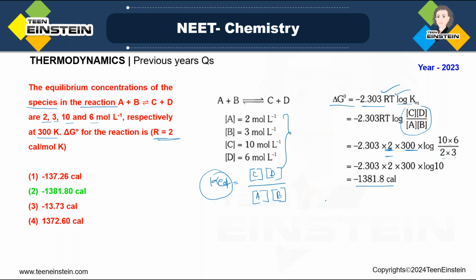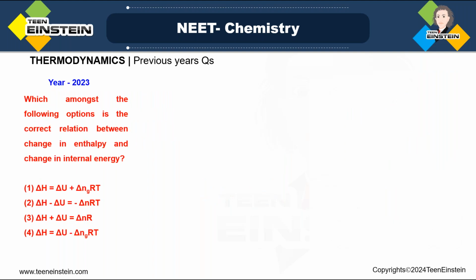We'll go to the next question. Which amongst the following options is the correct relation between change in enthalpy and change in internal energy? So change in enthalpy is del H and change in internal energy is del U, right? Now H, how it is related to U, that we have to know. Now H is equal to U plus PV. But when we consider del value, we can write the equation as del H is equal to del U plus P del V.